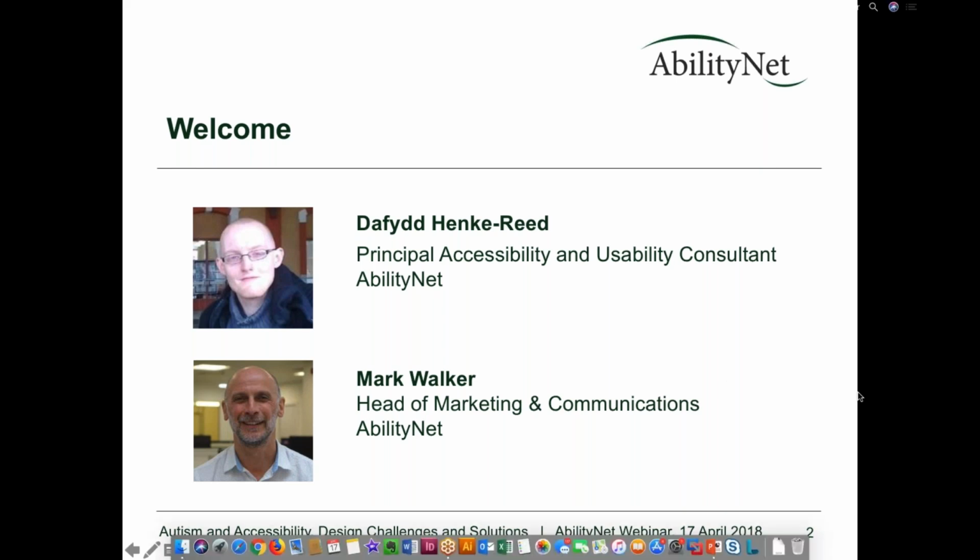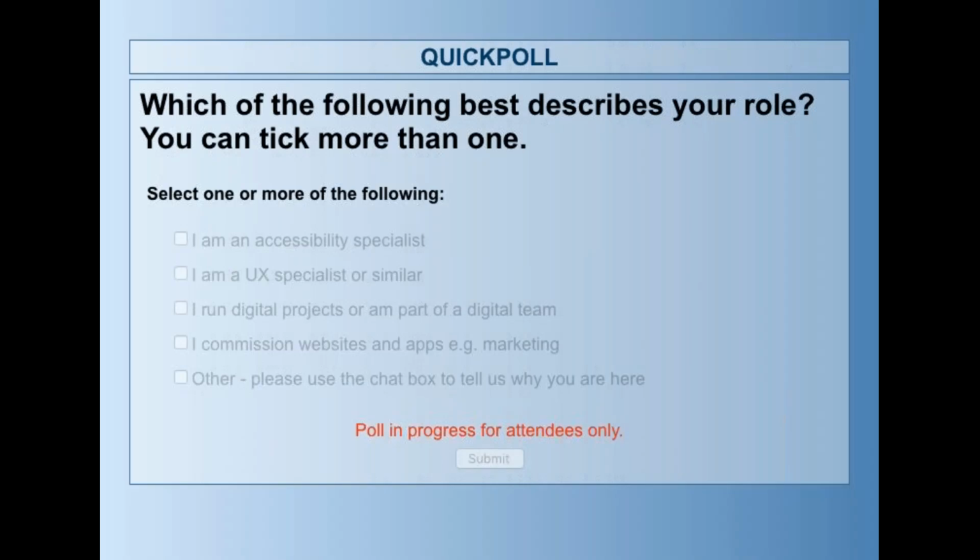So before we start, I'm just going to launch a poll, and I'm just going to check the software's working and also just find out a little bit more about who you are. For those of you already in, which of the following best describes your role? Are you an accessibility specialist? Are you a UX specialist or similar? Do you run digital projects? Do you commission websites or apps or some other interest? I think you can tick more than one. So if you're a little bit unsure, or use the questions box to mention anything in particular as an interest for today, just so that we know that we've got some picture of who the audience is, and that we cover things that are going to be useful to you.